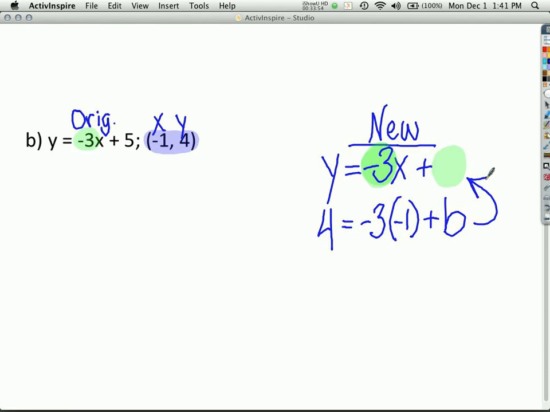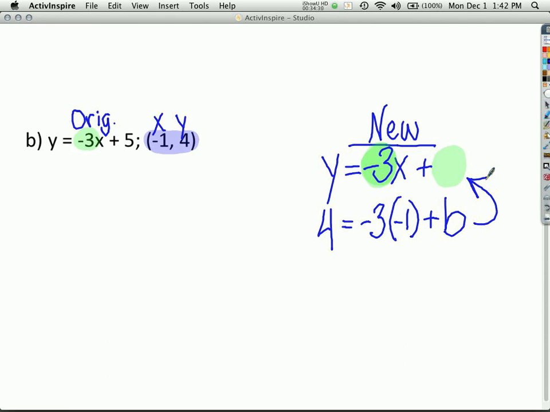So go ahead and solve that equation. You can do it all mentally. You don't even need to do anything. Give me a thumbs up when you know what b is. I'm sorry, did I confuse you? Give me a thumbs up when you know what b is. So I only have 2 people who can do this simple equation.